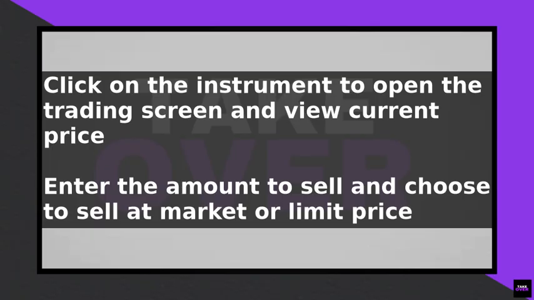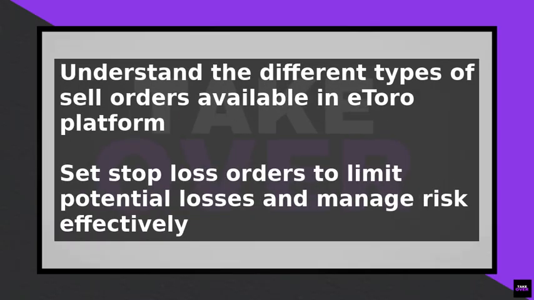To place a sell order, click on the Sell button and enter the amount you want to sell. You can choose to sell at the current market price or set a limit price. It is essential to understand the different types of sell orders available in eToro. A market order is executed immediately at the current market price, while a limit order is executed when the price reaches a specified level. You can also set stop-loss orders to limit your potential losses.